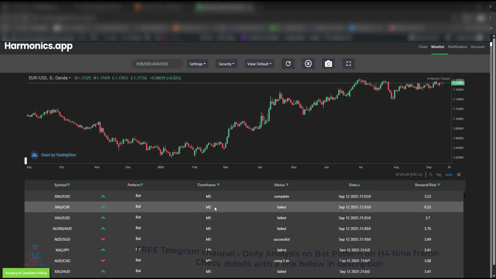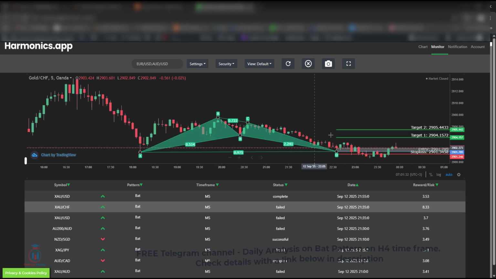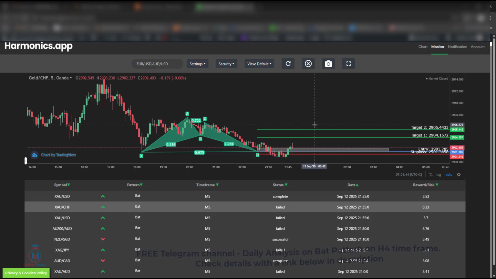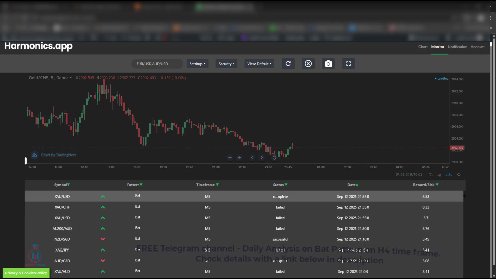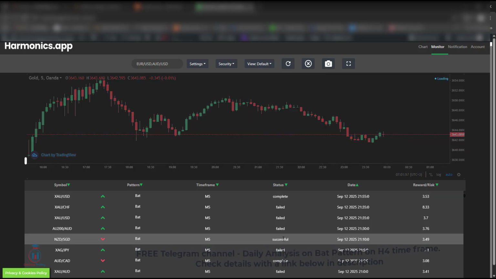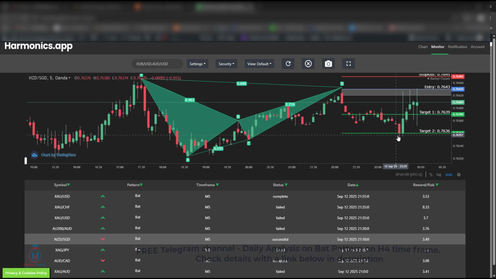So you can click on one, for example this one, and you can see how the price has behaved, and you also see that this one failed. Here inside the status you can see it is failed, which means the price has reached the first stop loss and then moved in one of the directions. If it says complete, that means the pattern has been created but still did not reach the stop loss or take profit level 2. If it is successful, that means the price has reached take profit level 2 and it is a profitable trade, which also means the price did not reach the stop loss level.